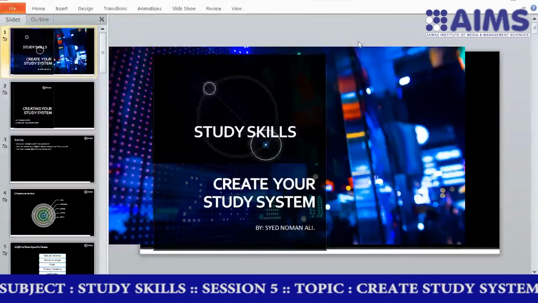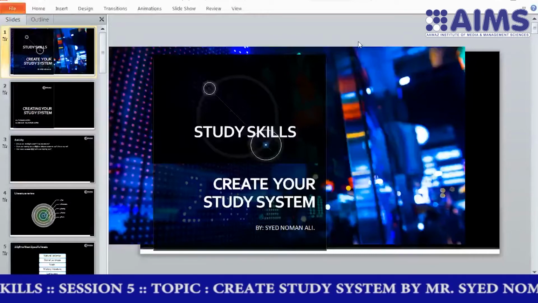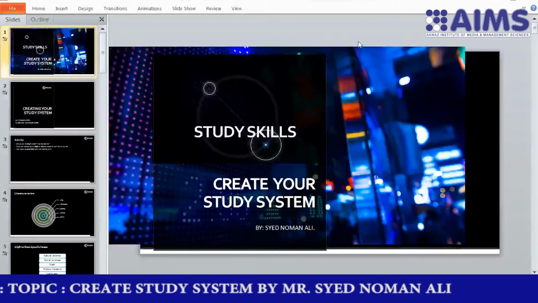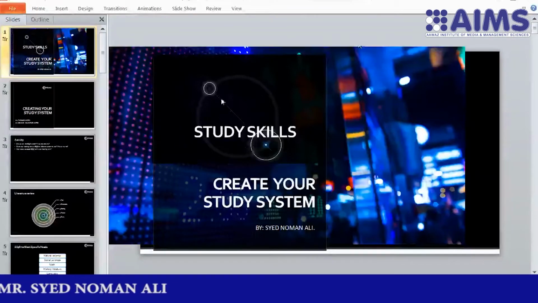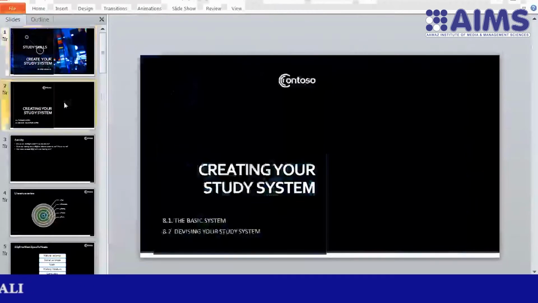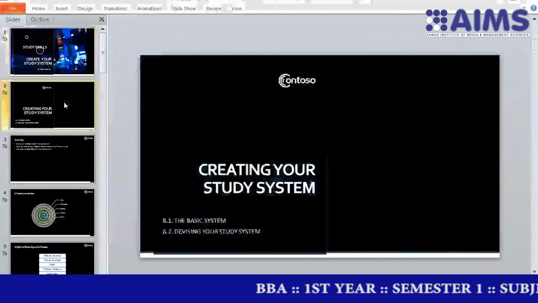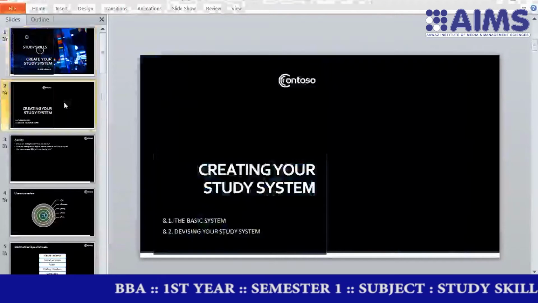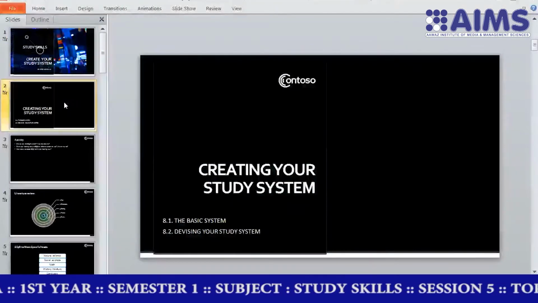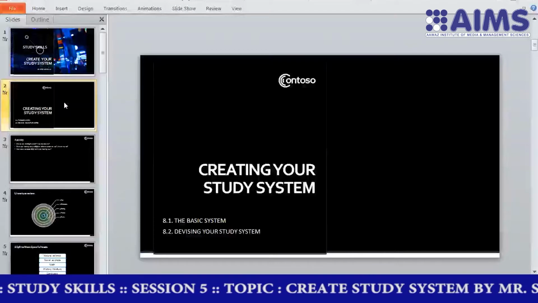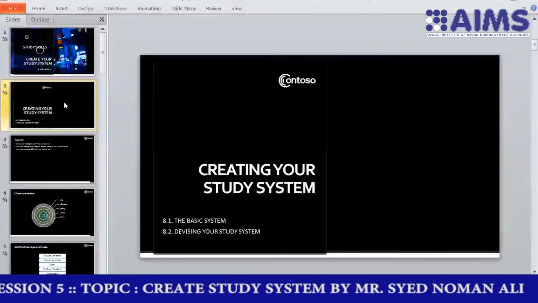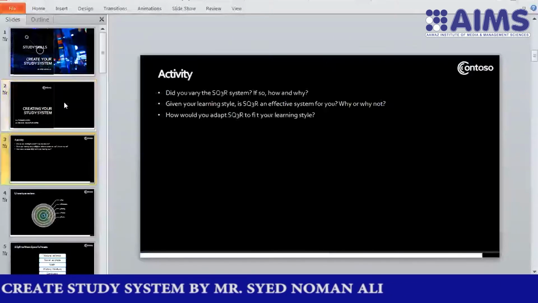Study Skills and How to Become a Confident Student. These are some of the skills: how you will create your study system, the basic study system, and how you will devise a study system that helps you create a better studying and learning environment. What are the steps we have to follow?